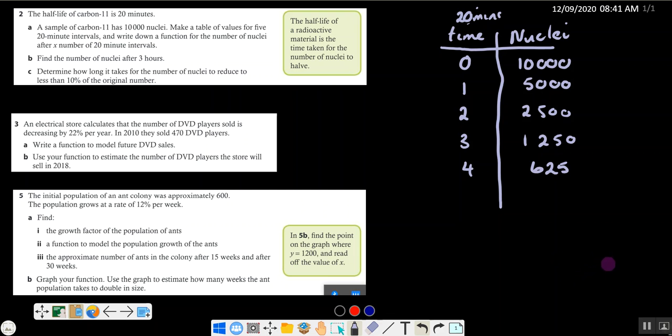Make a table of values for 5 20-minute intervals. Is that enough? Or do we need more? 1, 2, 3, 4, 5. So what's that going to be? 312. So what's happening every time, by the way? Multiplying by 1/2. Halving by 2. Find the number of nuclei after 3 hours.